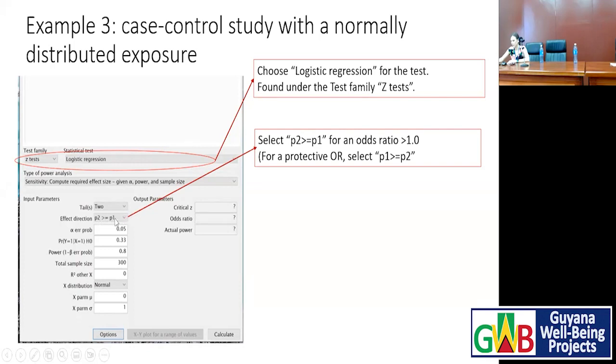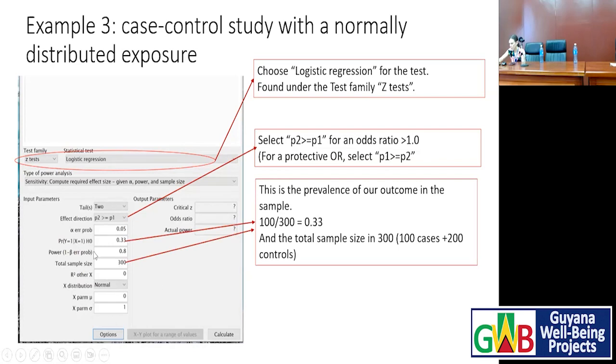Here, the effect direction, again, we have to specify that, and we're going to be computing odds ratios. We want to hypothesize an odds ratio above 1. So we're looking at an odds ratio in terms of a risk factor, something that increases risk, so we're selecting P2 is greater than P1. If we wanted to look for a protective factor, we select the other direction.